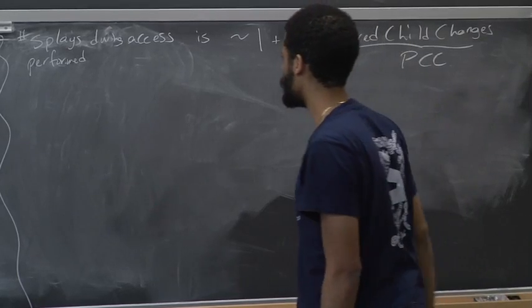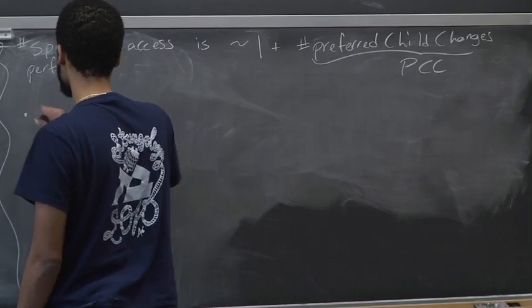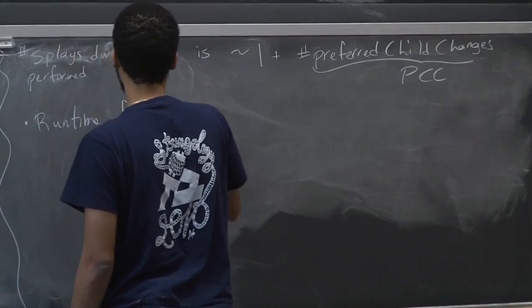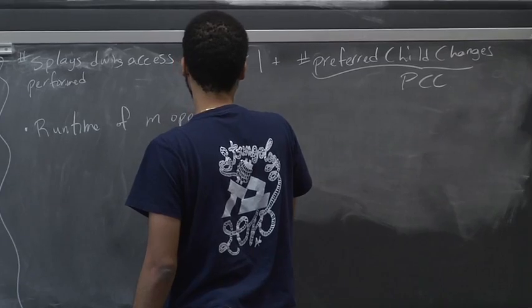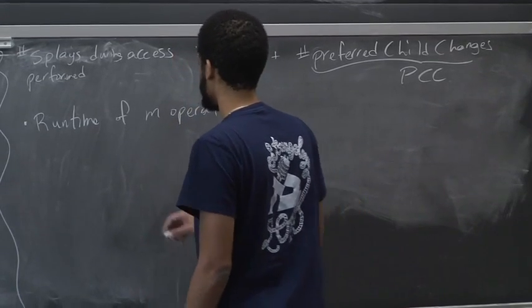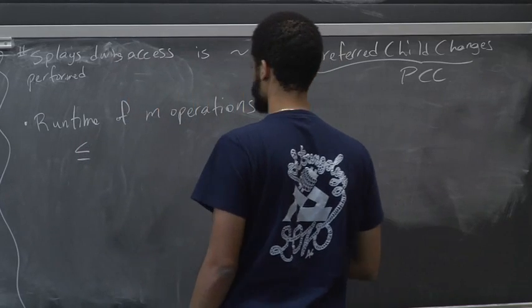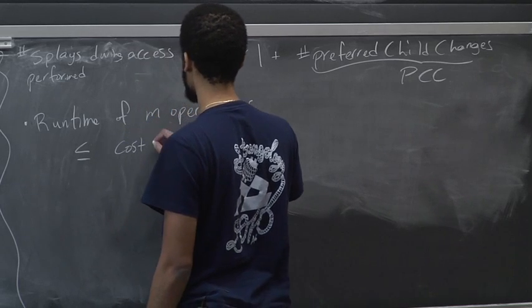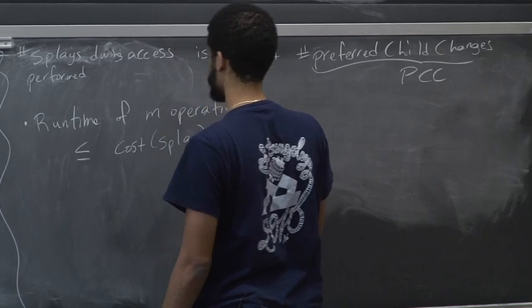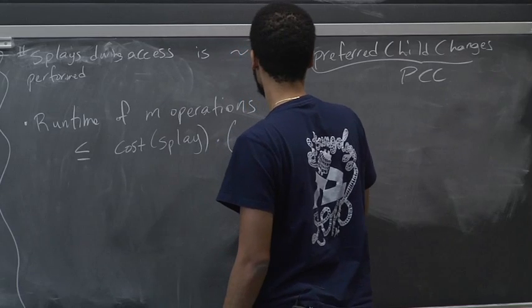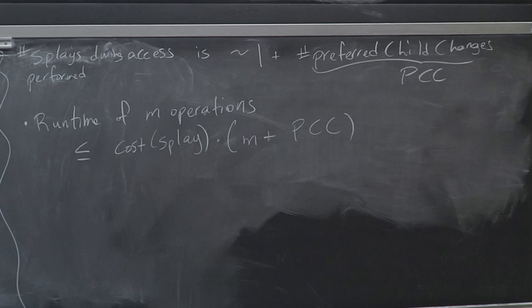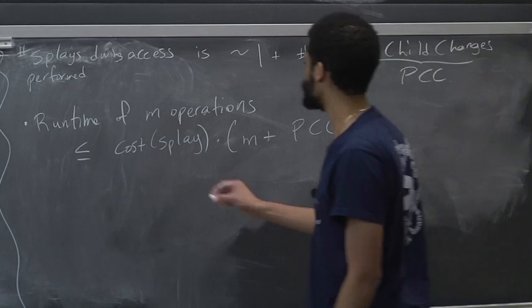So what we have is the runtime of M operations is at most the cost of the splays, the worst case cost of splay, times M plus the total number of preferred child changes across all M operations. And this is, we know, this is definitely at most log n.